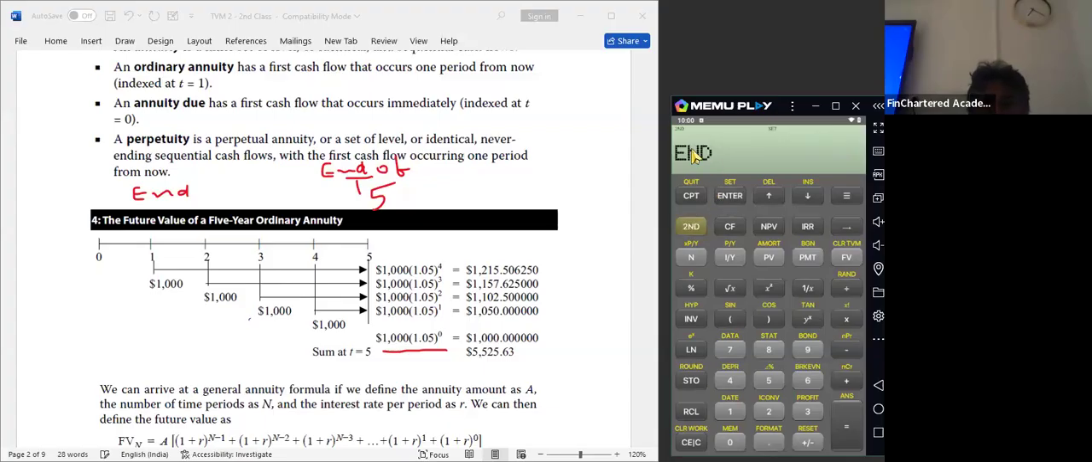When it is at end mode, there is no indication at all. But when it is at beginning mode, BGN appears on the top of the calculator. So you should keep your calculator at BGN mode. After that, you give the same set of inputs: N is 5, I/Y is also 5, PV is 0, PMT is 1000. But this time, when you calculate your FV, it will be 5801. It won't be 5525. Please check and tell me. First, try to get into the beginning mode.